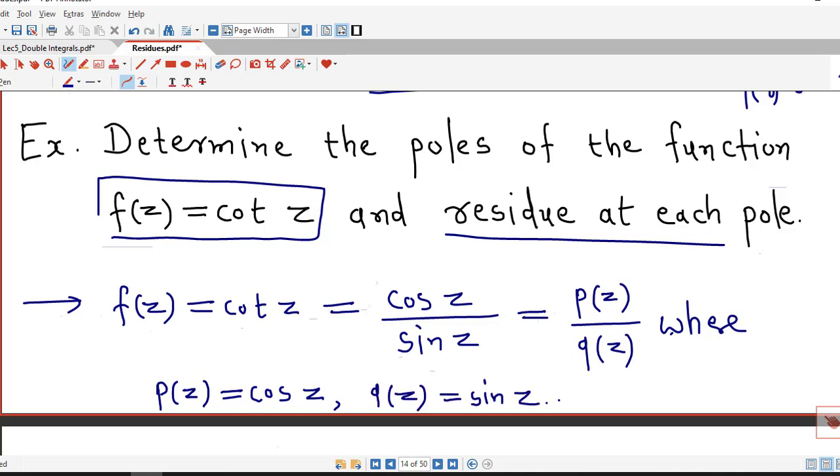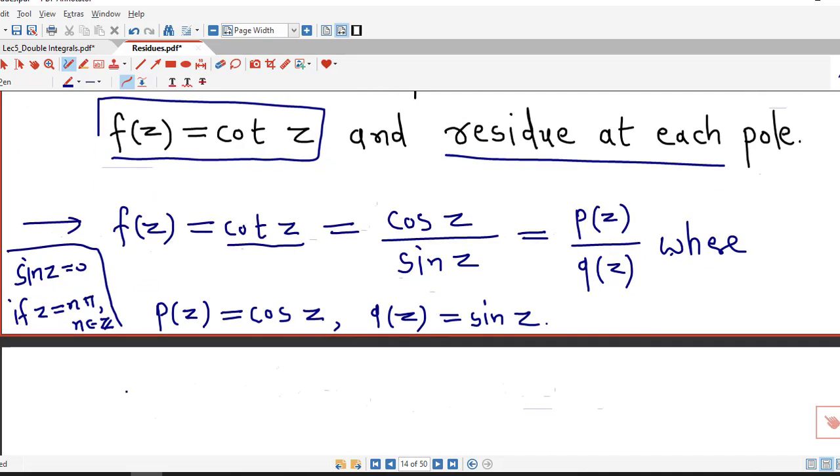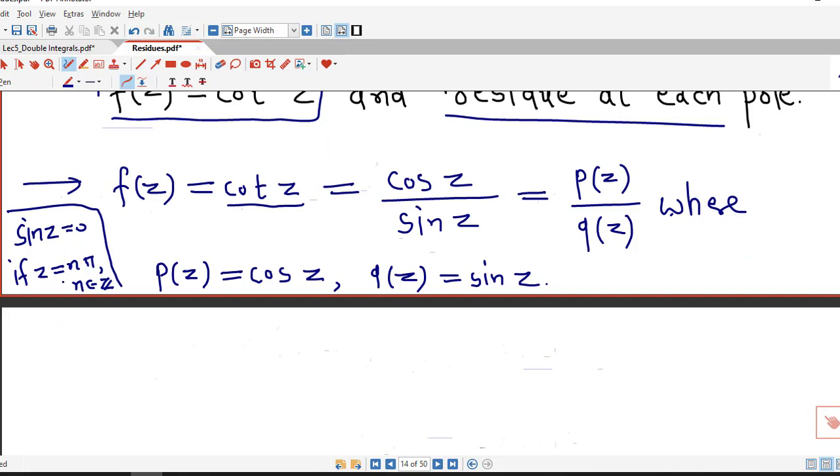First we have to determine the isolated singular points of the function cot z. We know that cot z is not analytic at all those points at which sin z is 0. Sin z is 0 if z is an integral multiple of pi, that is z equal to n pi, n belongs to Z. So we can see that z equal to n pi are isolated singular points of cot z.